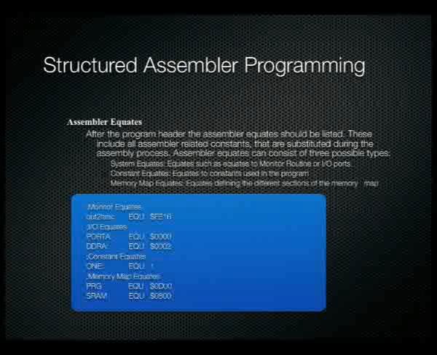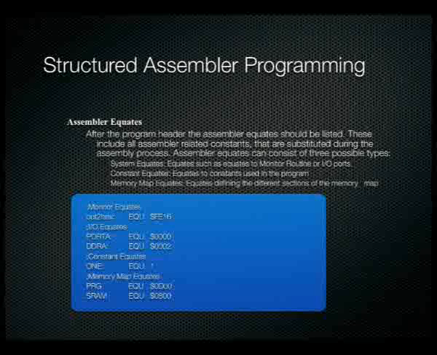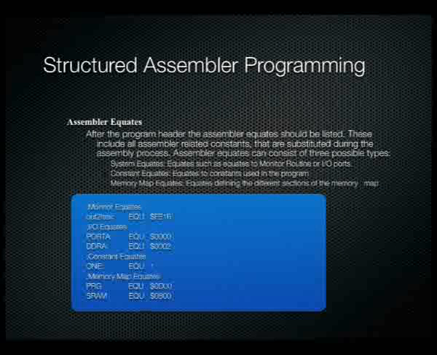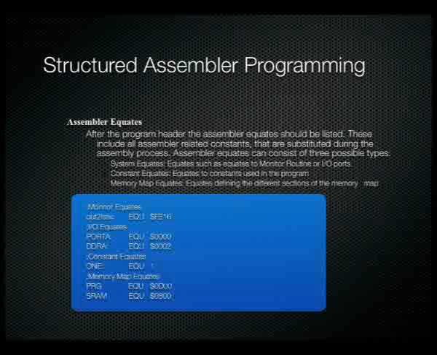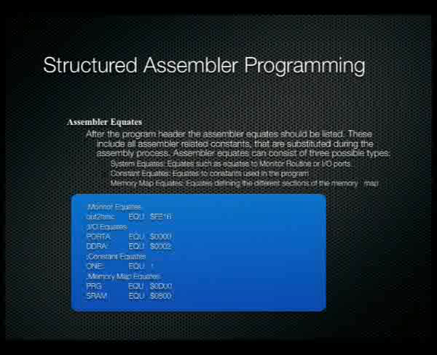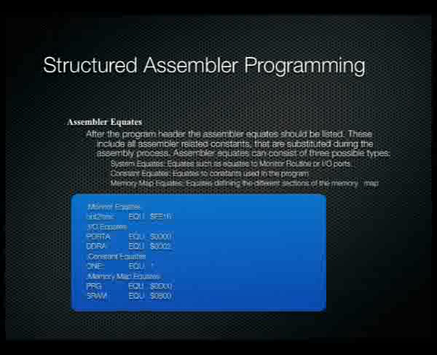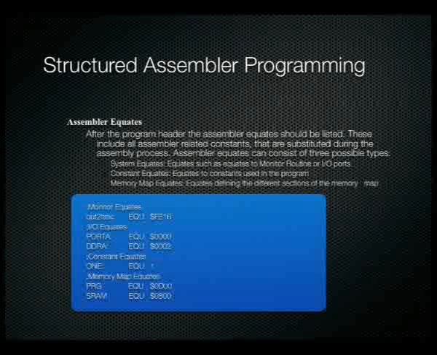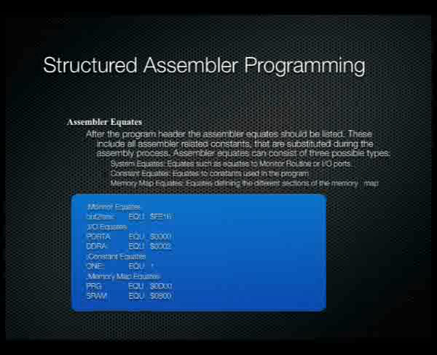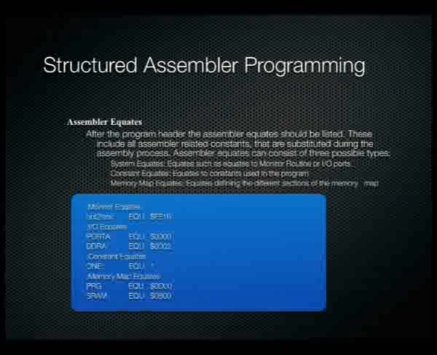There are several kinds of equates that we can have. System equates, such as any monitor routines or IO ports that we might have access to on our controller. Constant equates: any constants that we might be using inside our program, we can make them equates, so that they're included in the top section of our code. Memory map equates: if we've got our RAM and our ROM in certain locations, we might want to define equates for where they start and maybe how long they are and so forth.